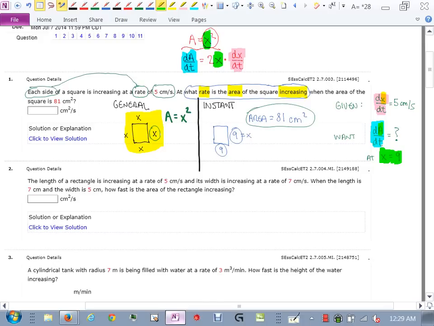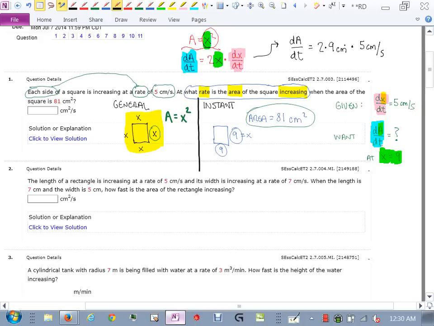It's already stopped moving. So what we have to do is find the general equation, don't fix any of the variables, differentiate that first, and then come in after the differentiation and fix the variables. So now let me rewrite this. dA/dt is the right side. That's what I want to know. It equals 2 times x, but we know x is 9 centimeters, and then times dx/dt, which is 5 centimeters per second.